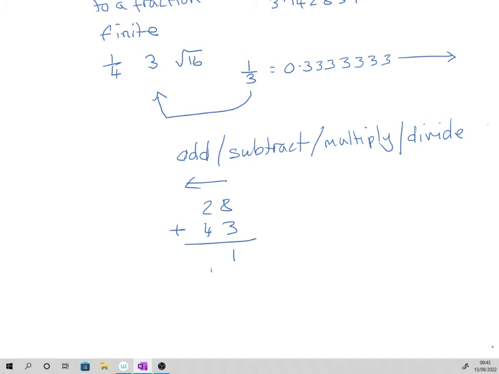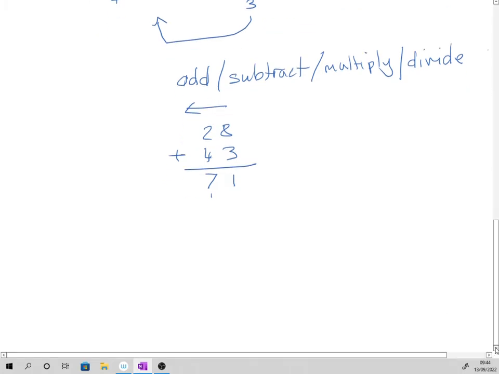Then we add the 2 and the 4 together, which makes 6. And don't forget the 1 down there, which makes 7. And that's all there is to it. Subtraction, a little bit more tricky.